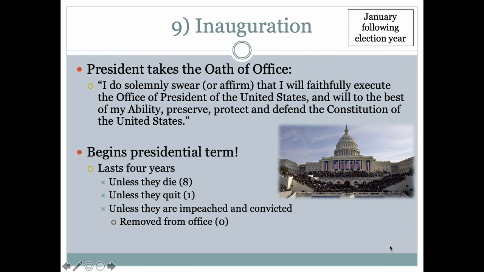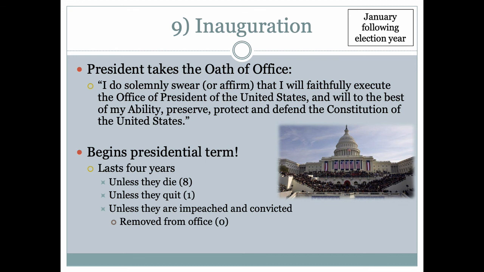And that inauguration ceremony is where the president takes the oath of office, which you can see there directly from the Constitution. So once the president has taken that oath of office, their term begins. And so according to the Constitution, that term lasts 4 years. Now, there are a couple ways that term could end early. The president could die in office, and that has happened to 8 presidents. It could end if they quit, and that has happened by 1 president. And their term could end if they are impeached and convicted, which we'll talk about in a separate presentation as to what that actually is.